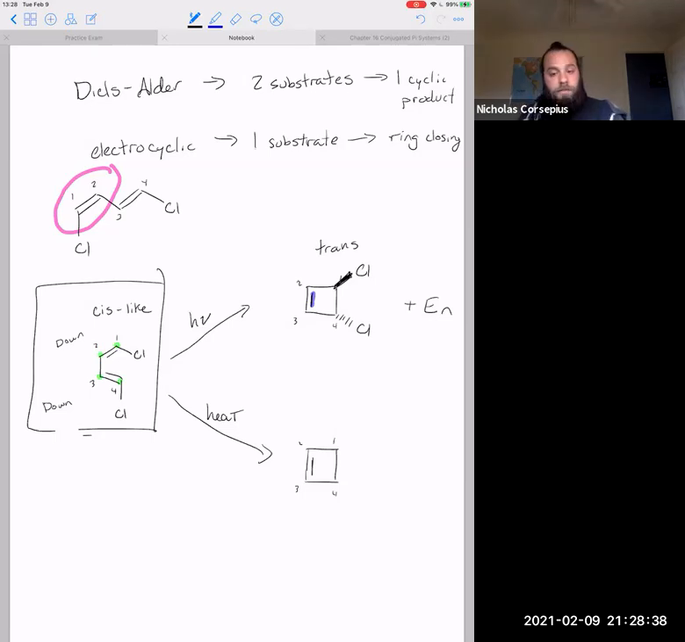And that means in the presence of heat, we have no inversion. So our cis-like will remain cis.